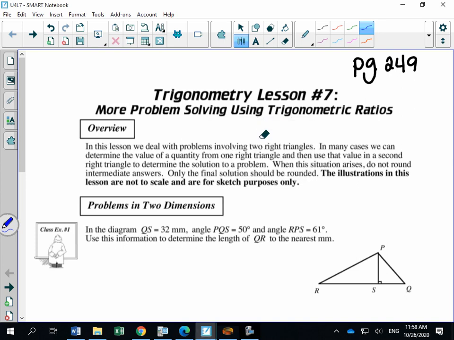Okay, so this video is going to be for lesson 7 in your workbook on trigonometry. The lesson is on page 249, so you need to be open to this page. And this is the last lesson in trigonometry. After this lesson, I'll give you the homework questions, and then I'll assign you the practice test, which is lesson 8. So for this last lesson, we only have 3 examples to get through.